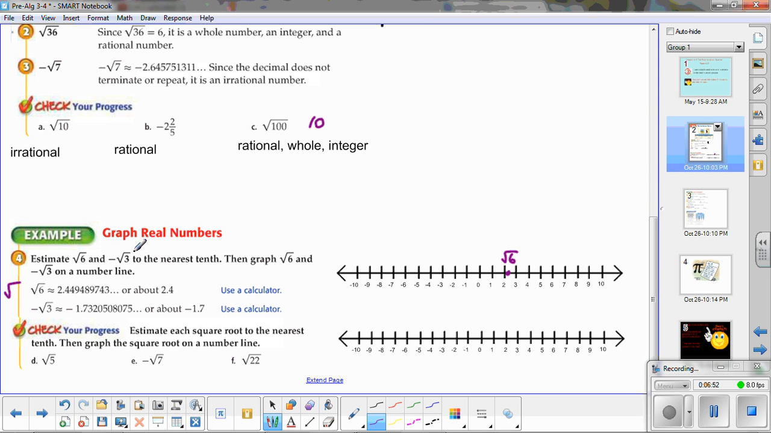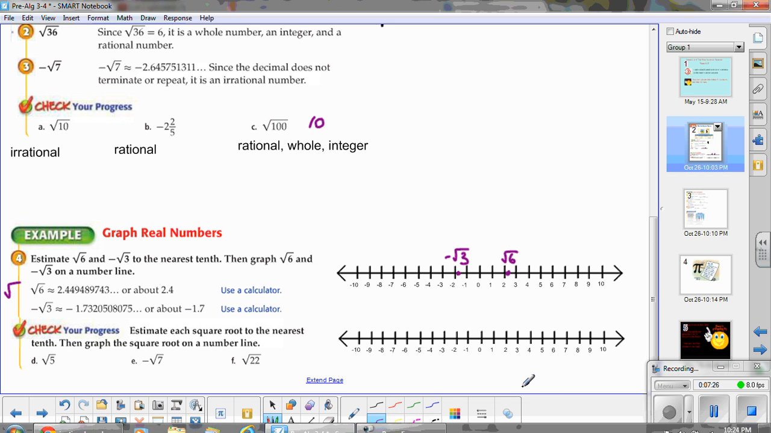Negative square root of 3. Well, the square root of 3 is about 1.73205, and so on, no repeating. It's another irrational number. It's negative square root of 3, though, so we're going to look between negative 1 and negative 2 on the number line, and it's closer to negative 2, so we're going to put our point not quite on the negative 2, and we're going to label that negative square root of 3.